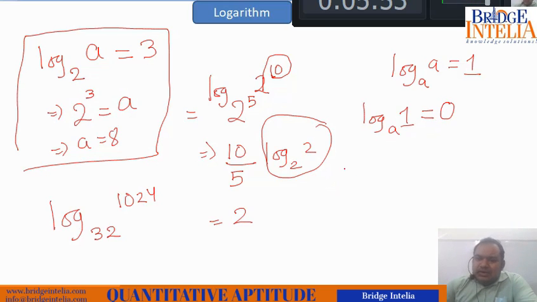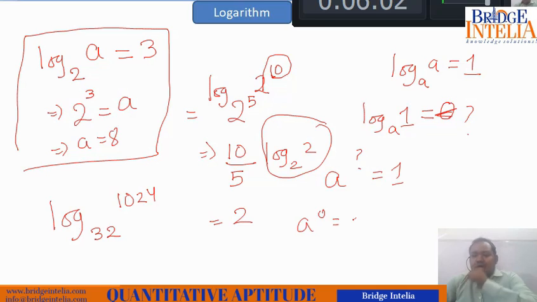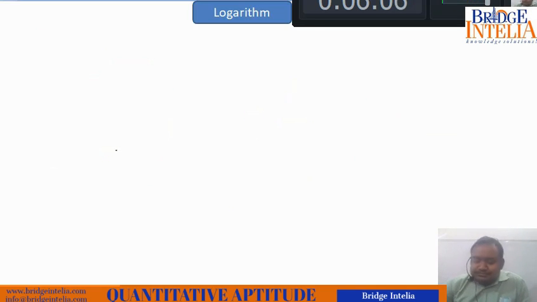Why? Because for any base a, a to the power what can be equal to 1? The only possibility is a to the power 0. So these are the basic fundas that you must understand, you must realize. Let's clear a few more things.